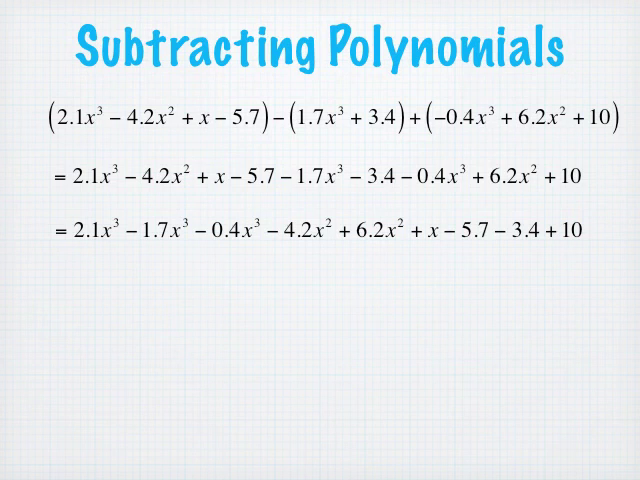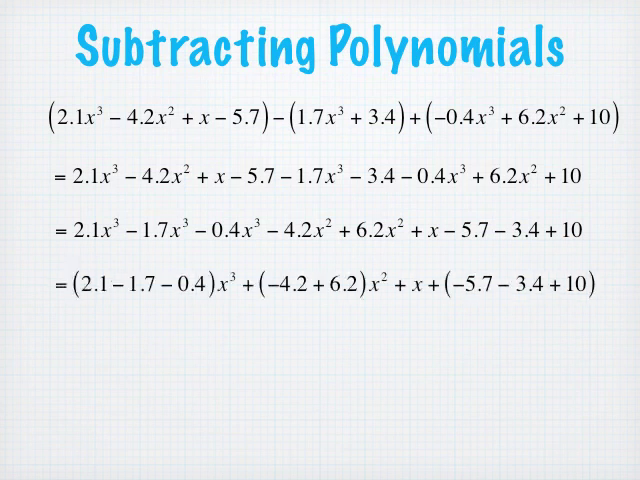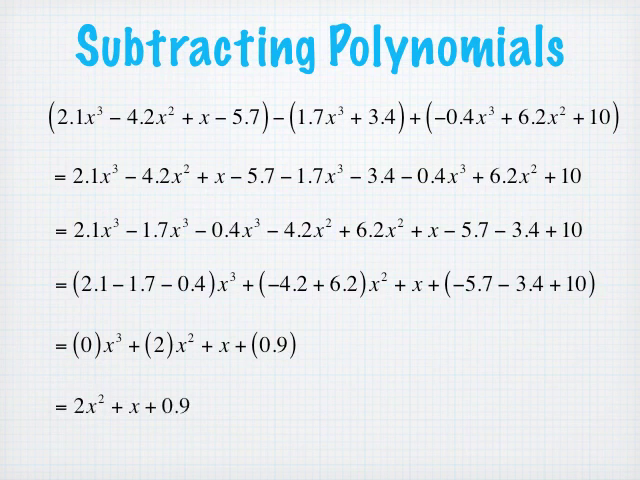2.1 minus 1.7 leaves you with 0.4, and 0.4 minus 0.4 is just 0. So if we look at the x cubed part, that'll just be 0. If we look at the x squared, I'll get 2. Then I'll just have my x, and then all my numbers together will give me 0.9. So we have 2x squared plus x plus 0.9.